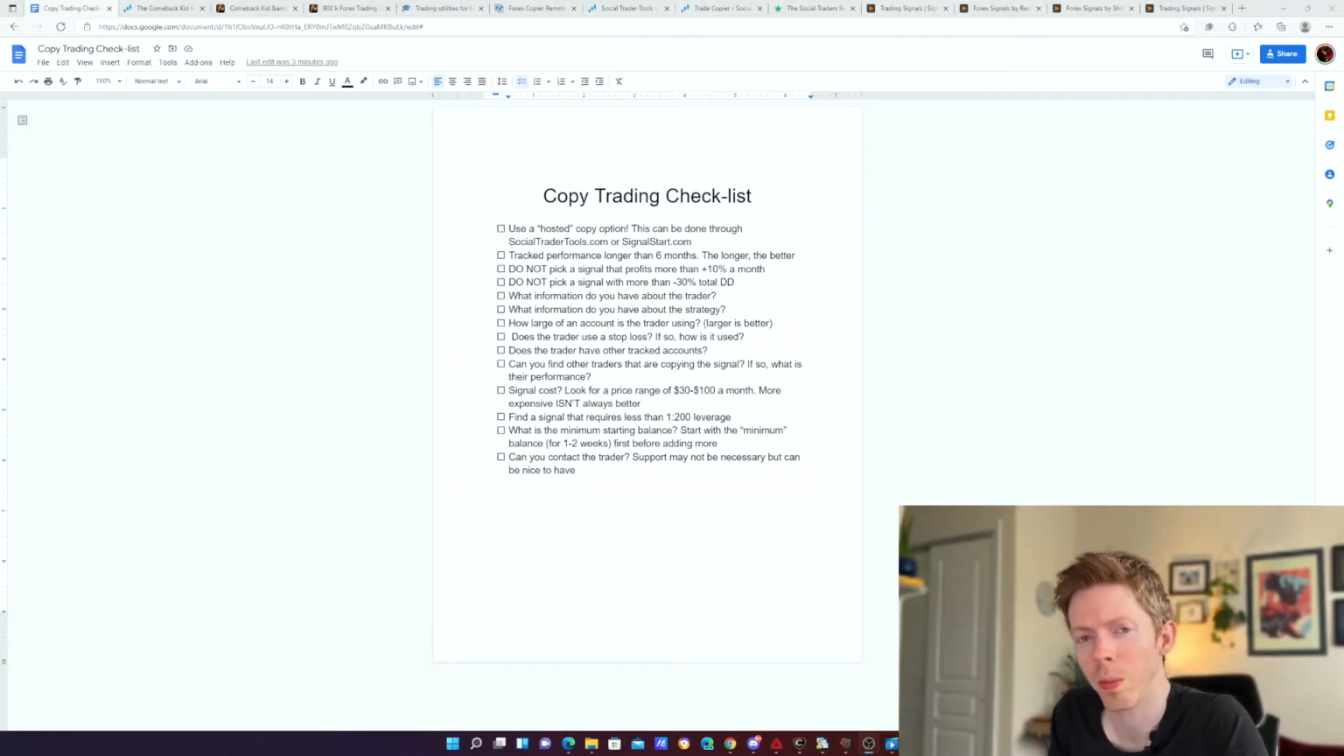Connecting your Metatrader 4 or Metatrader 5 account to Social Trader Tools or Signal Start is super easy. It takes like 5 minutes, and once you do that, you can basically disconnect your computer. You don't have to have your charts open, you don't have to have your computer connected to the internet. Everything is hosted through those hosted trading copying options.